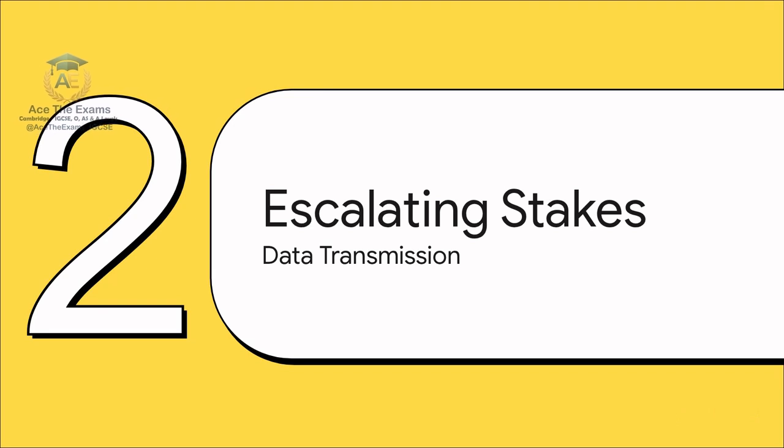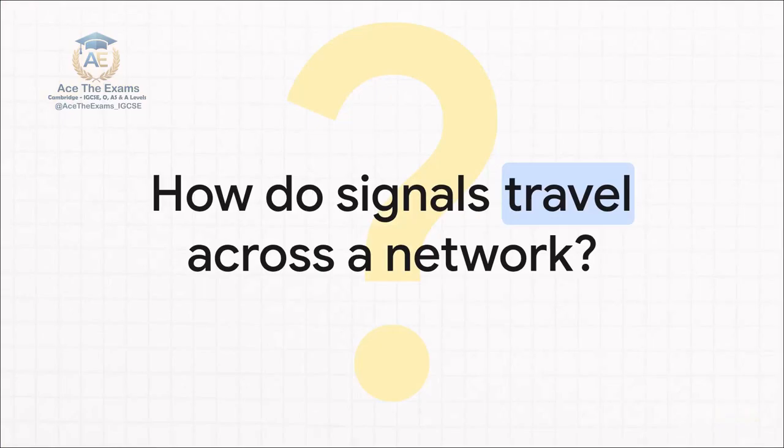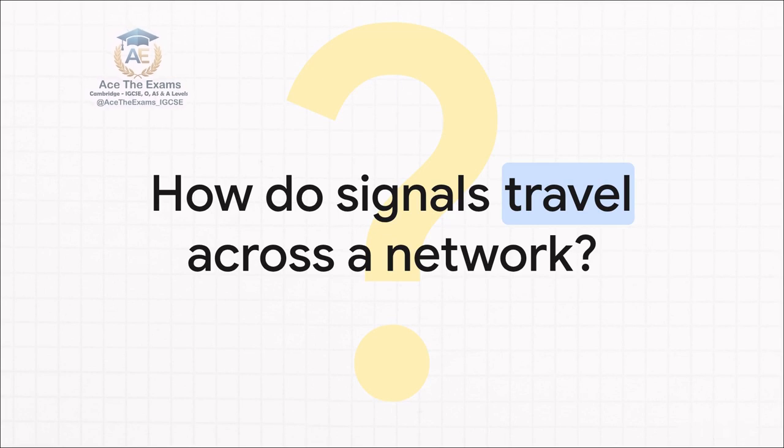Section 2. Escalating stakes, data transmission, and logic circuits. All right, let's test your logic for a second. If there are no physical numbers, how does a stream of on and off signals physically travel from one device to another? Like, think about a file downloading to your phone right at this very second. What is actually hitting your device?